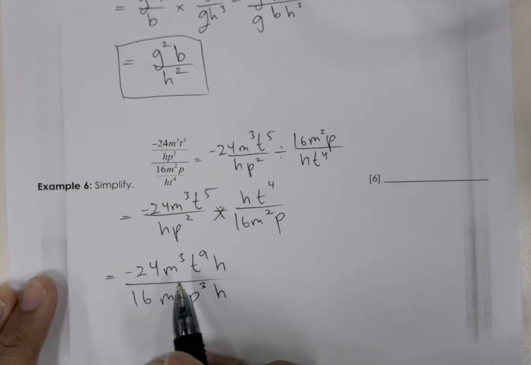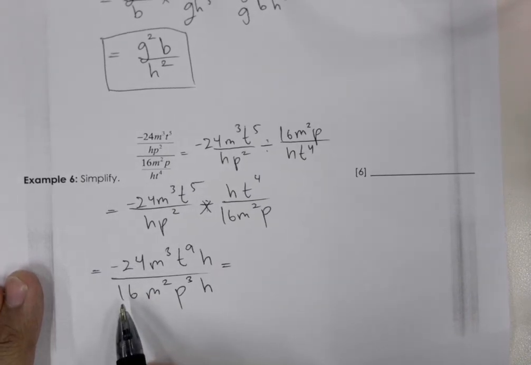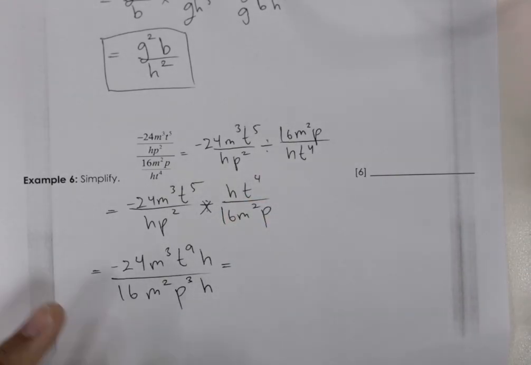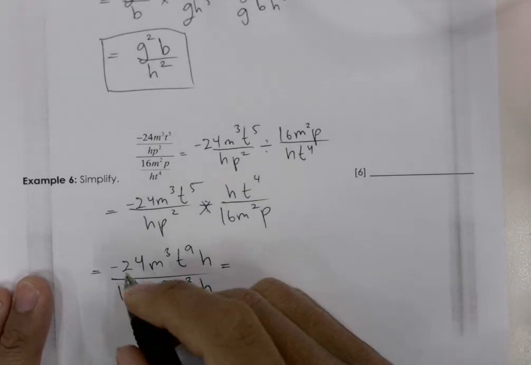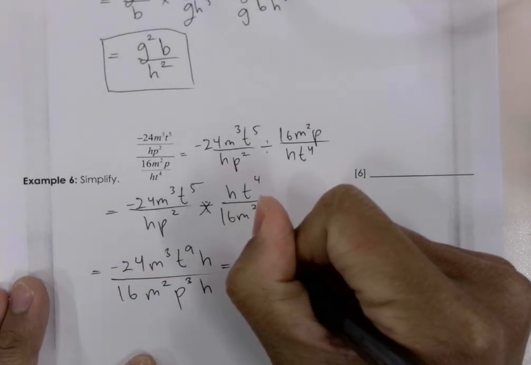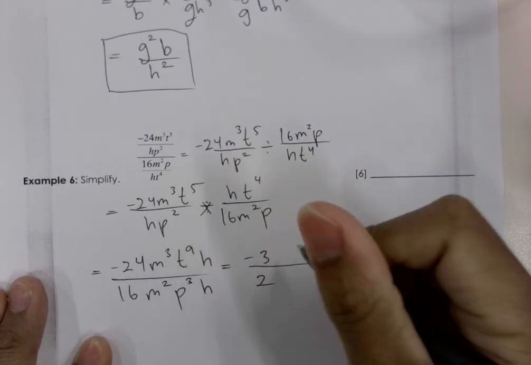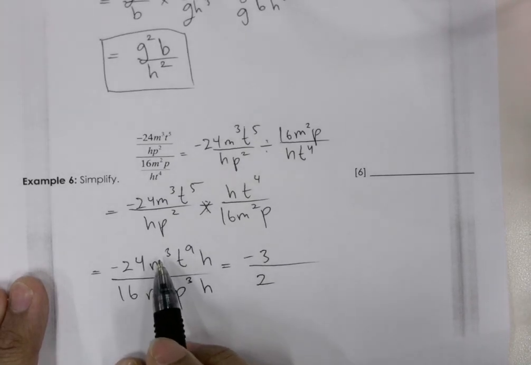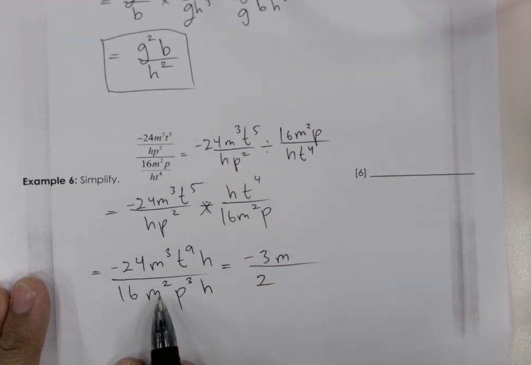Okay, so now we want to reduce, and so the greatest common factor between 24 and 16 would be 4. So if we divide the numerator by 4, that gives us, actually it would be not 4, it'd be 8, right? 8. So if we divide the numerator by 8, it's negative 3 over 2. And then here we have 3 m's in the top, 2 m's in the bottom, so that's just going to leave 1 m in the numerator. We're taking the 3 and subtracting 2 from it.